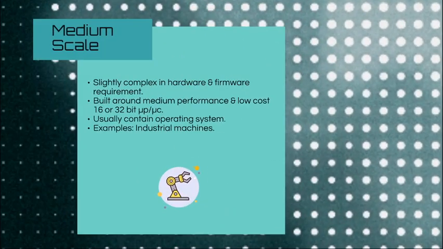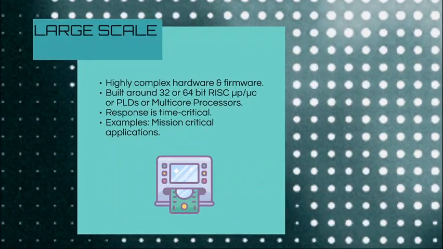Medium scale embedded systems are slightly complex in nature in accordance with hardware and software, built on 16 or 32-bit microprocessor or microcontroller. Industrial machines are best examples of medium scale embedded systems. Large scale embedded systems are highly advanced and have complex hardware and firmware. These are built on 32-bit or 64-bit RISC microprocessor or microcontroller. They can even consist of multi-core processors. The main purpose of this high complexity is to perform time-critical actions. Your ATM and vending machines are large-scale embedded systems.